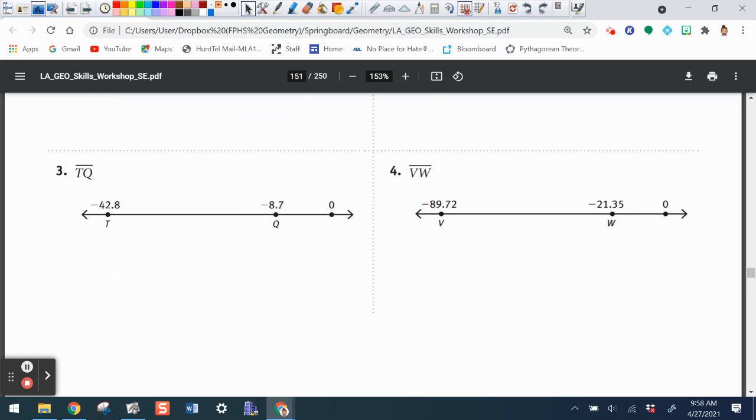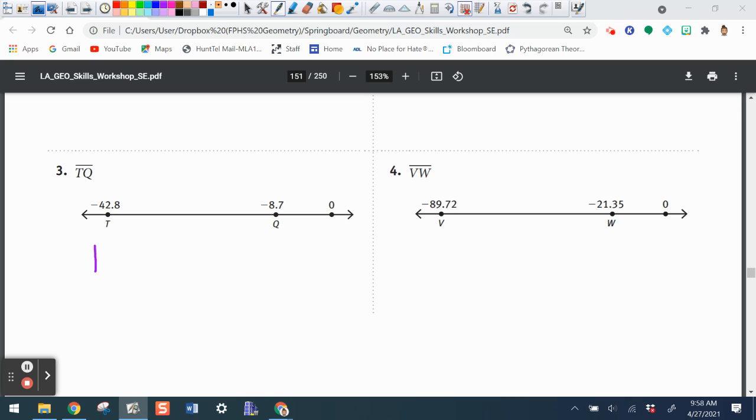Now, the key change on number 3 is that 0 is not between t and q. So we can't necessarily find the distance from t to 0 and then q to 0 and add them. We could do it a slightly different way. We could find the distance and then subtract them. But I believe the easiest method here would just be simply utilizing the absolute value.